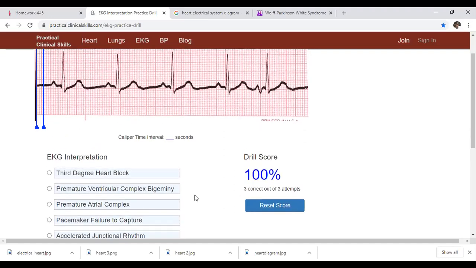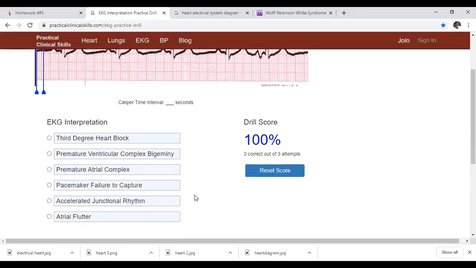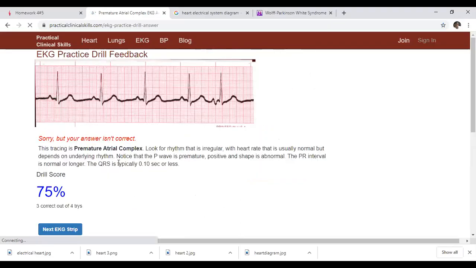What you say? I can't hear you. Junctional rhythm? Where do you see that at? Oh, accelerated junctional rhythm. Let's see. No, it's premature atrial complex. So a PAC. That's what it is. A PAC is a premature atrial complex, right? It came too soon, right? So if you had a P wave and then another P wave came, that's a premature atrial contraction or complex.